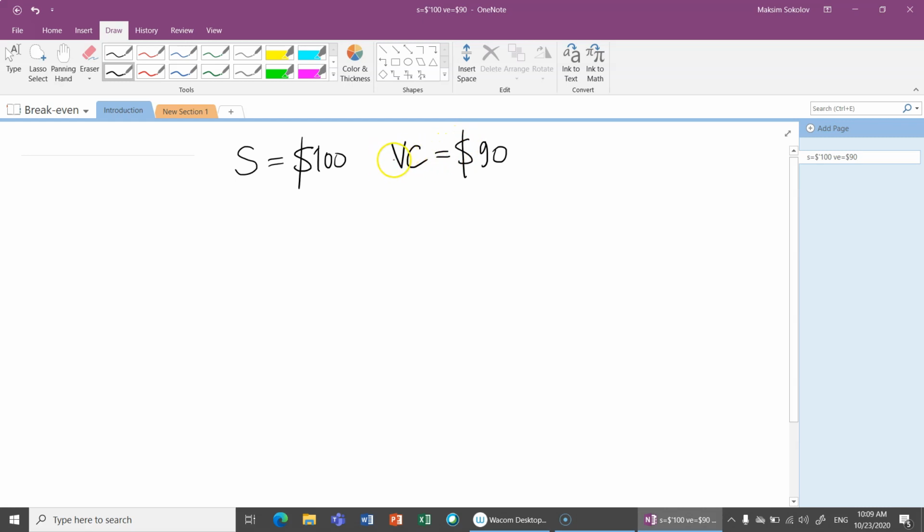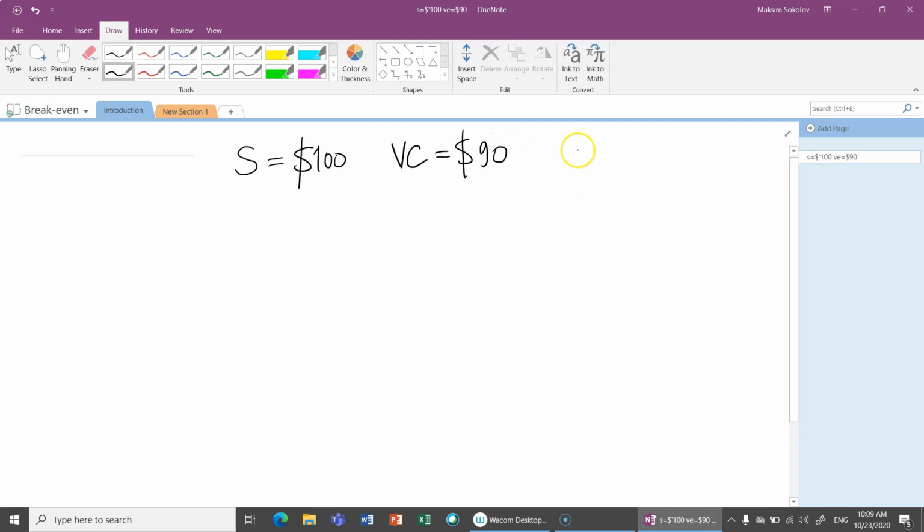And the reason it is called variable cost is because the more items we sell, the more cost we will incur. If we sell 2 items, we'll collect $200 from our customers, but we'll spend ourselves $180. Therefore, we call it a variable cost.